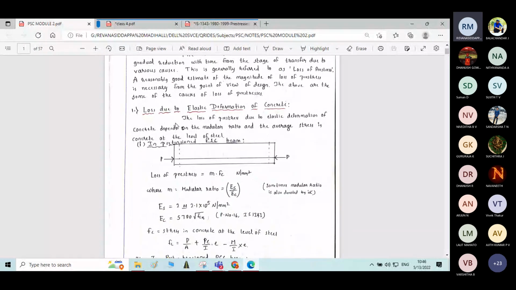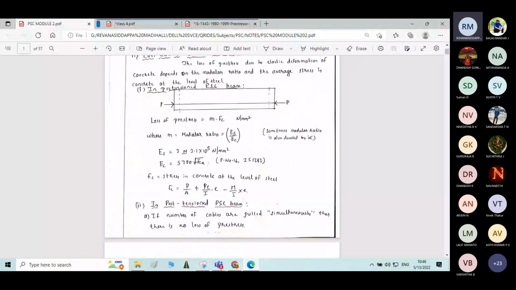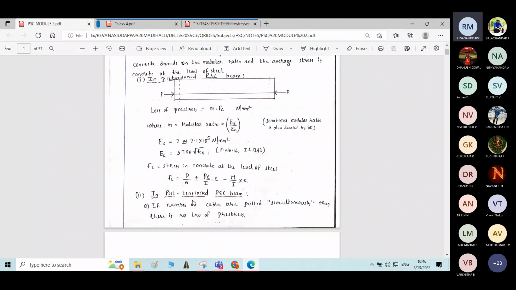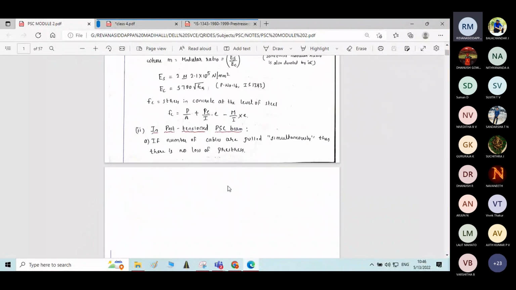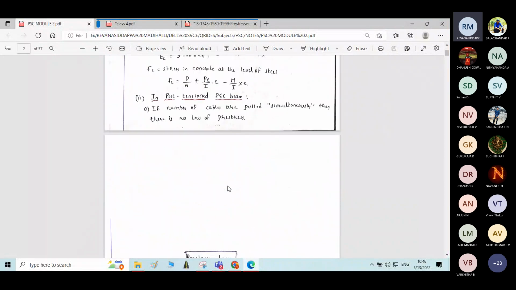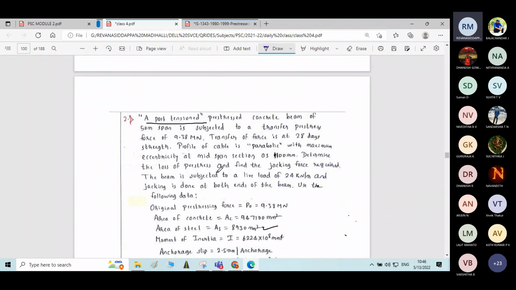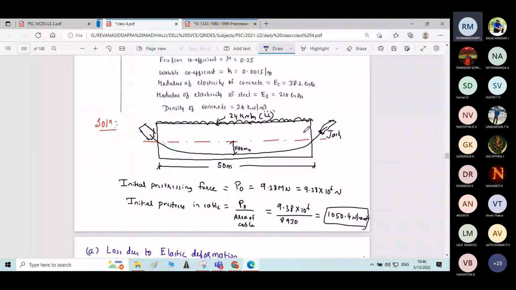Loss due to elastic shortening for a pre-tension beam will be there. For a post-tension beam, with one condition, it will be there. If a number of cables are pulled simultaneously, then there will not be any loss due to elastic shortening. If the cables are pulled one by one, then there will be loss. Here, how many cables are there? Here we have only one cable.